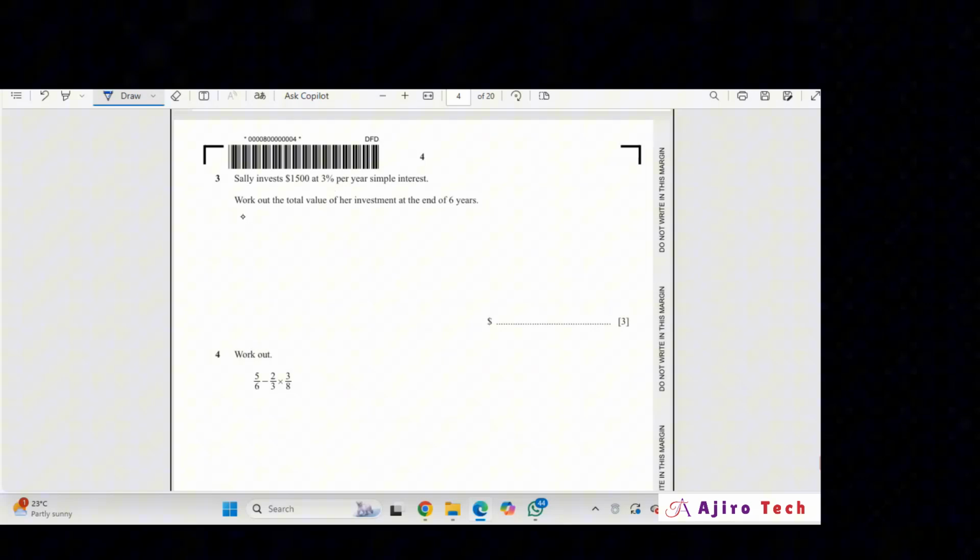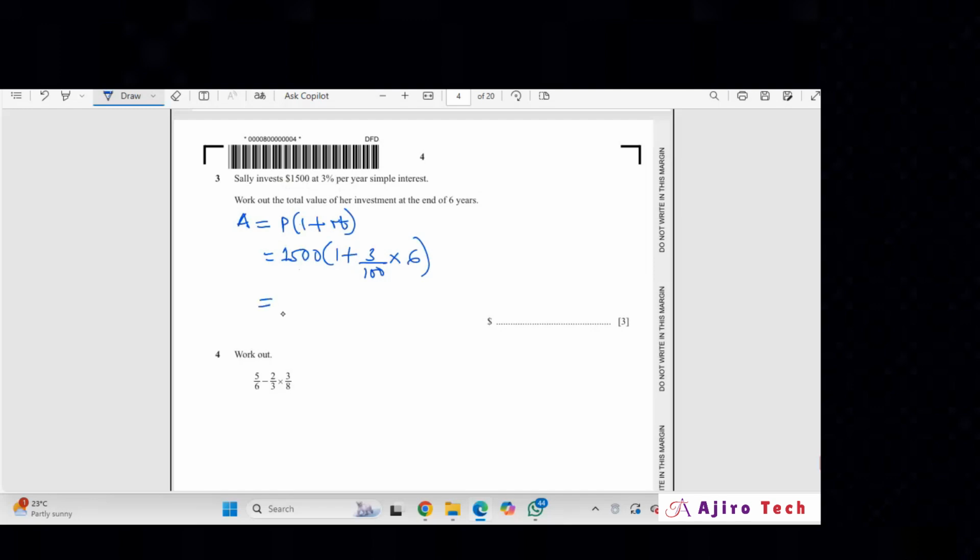So what you just need to do is find the amount and use this formula. Amount is equal to principal times 1 plus RT in brackets. You can use this to get what you're looking for. The principal is the amount you invested, which is 1,500. 1 plus what is the rate? The rate is 3%, so you put 3 over 100. Multiply it by the time, which is 6 years.